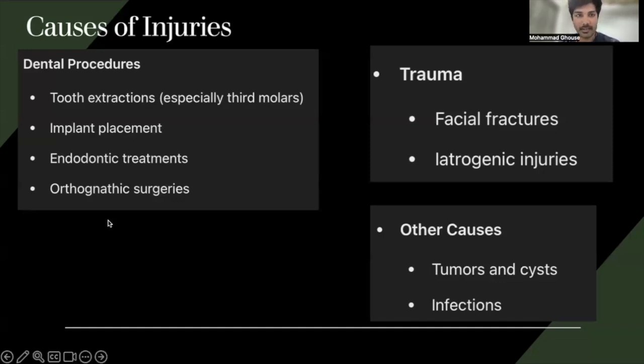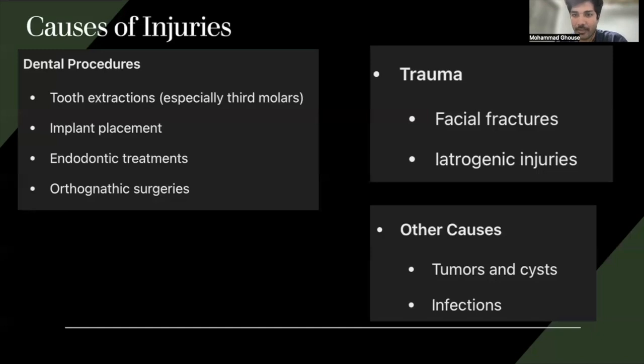Also in orthognathic surgeries, especially the mandibular advancement or setback surgeries done by means of bilateral sagittal split osteotomy, this has a higher incidence of inferior alveolar nerve injury. Trauma, facial fractures, especially mandibular fractures, especially fractures of the body of the mandible and angle of the mandible, usually cause inferior alveolar nerve injuries, as they can either cause transection or stretching of the inferior alveolar nerve. Then again, iatrogenic injuries, especially during nerve lateralization procedures, which was earlier done, now it's more or less outdated.